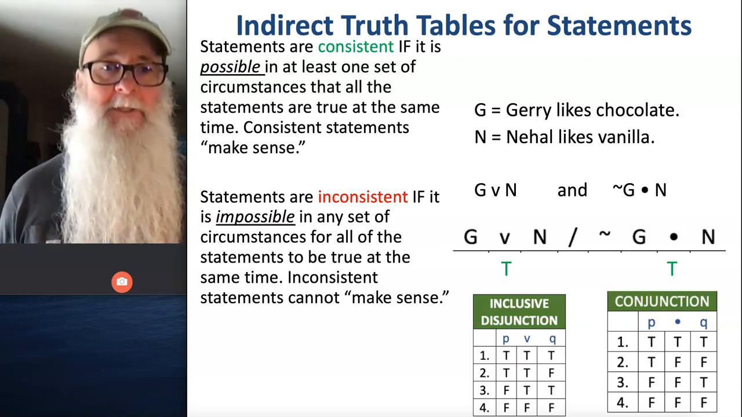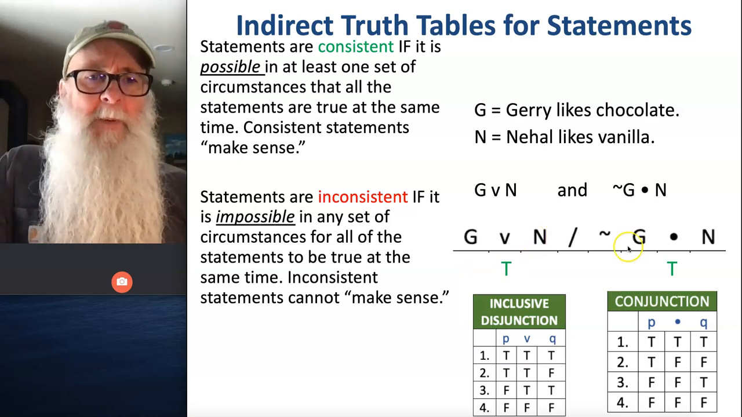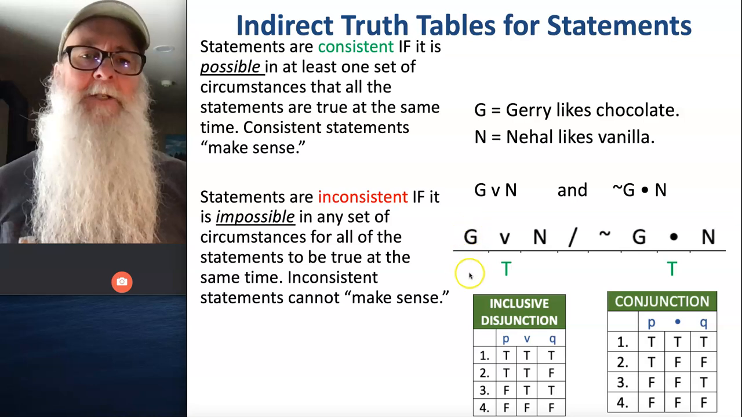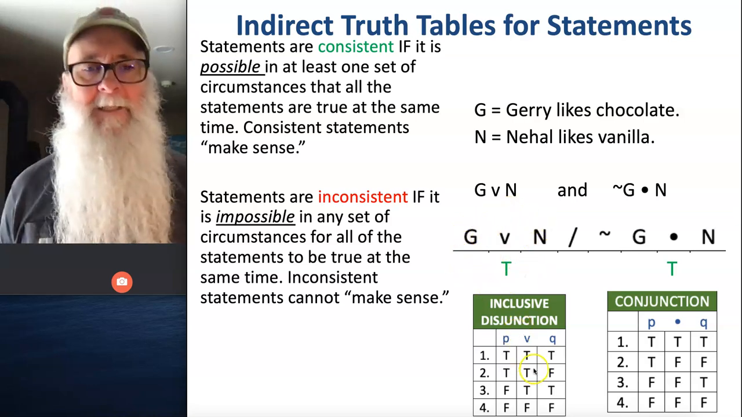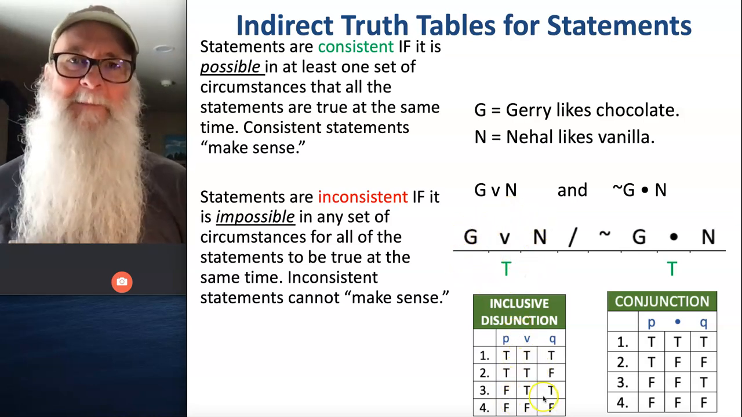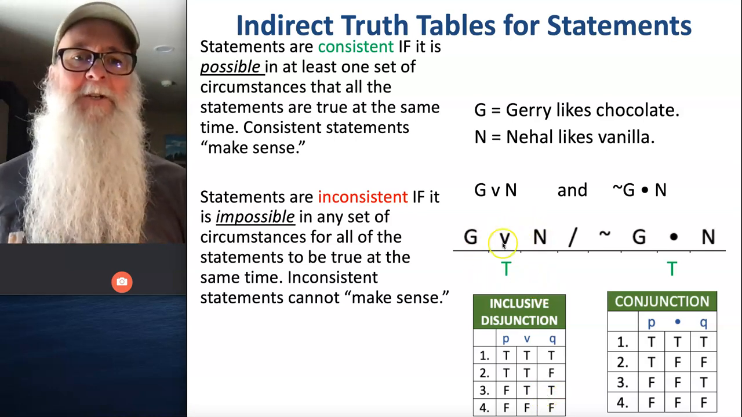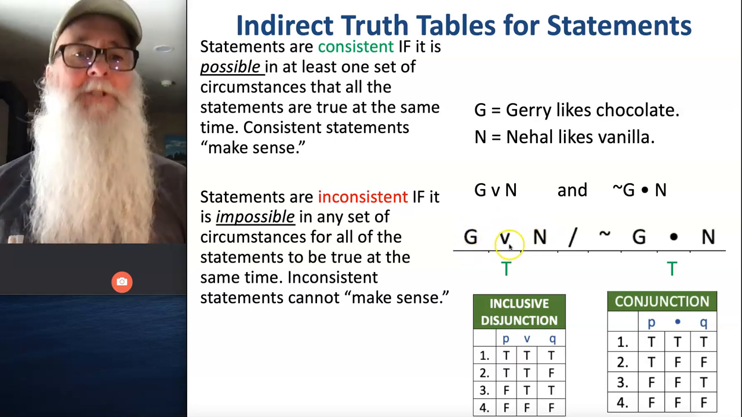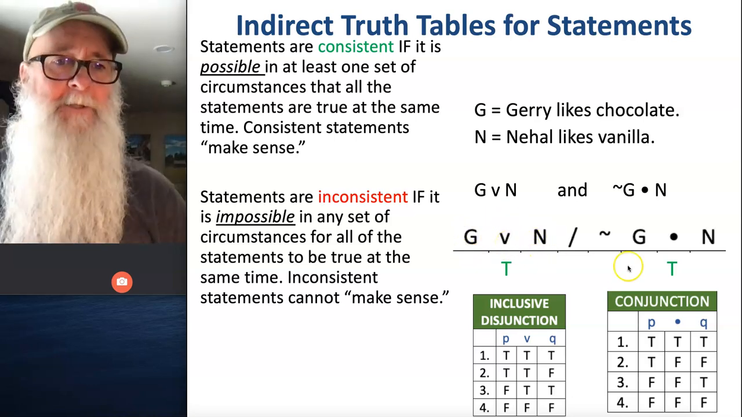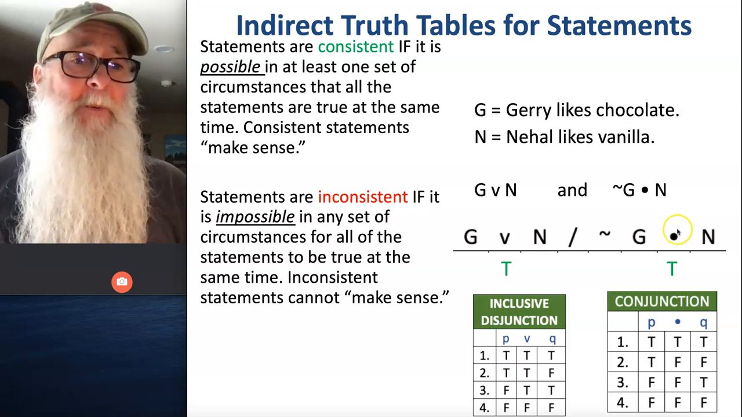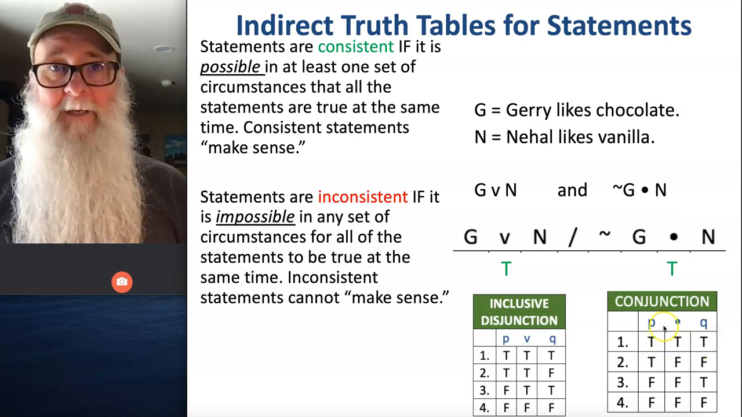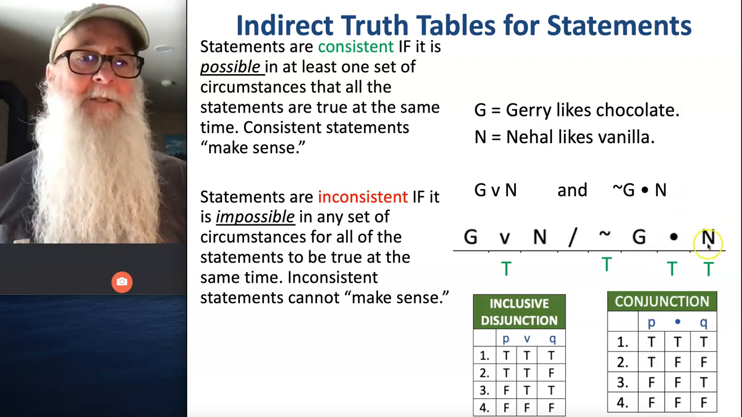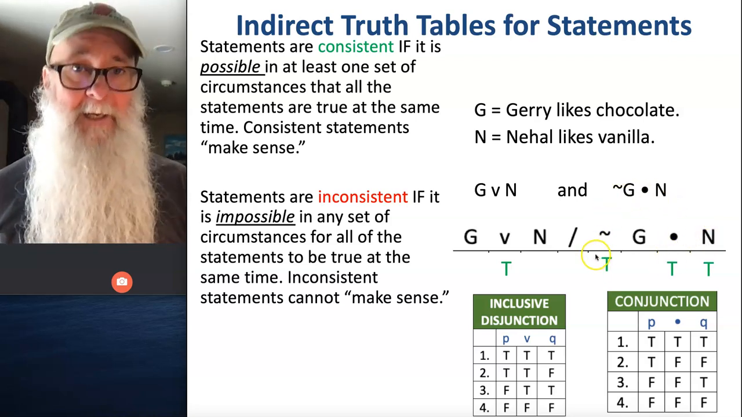So here we have two statements, G wedge N and tilde G dot N, and I can't logically deduce any truth values out of G wedge N because, as the truth table shows, there's three possible true-false combinations under which the wedge can be true. So I can't know the value of G or N just knowing that the wedge is true, but I do know that with dot, there's only one way a dot is true, and that's when both sides of the dot are true. So N has to be true and tilde G has to be true.